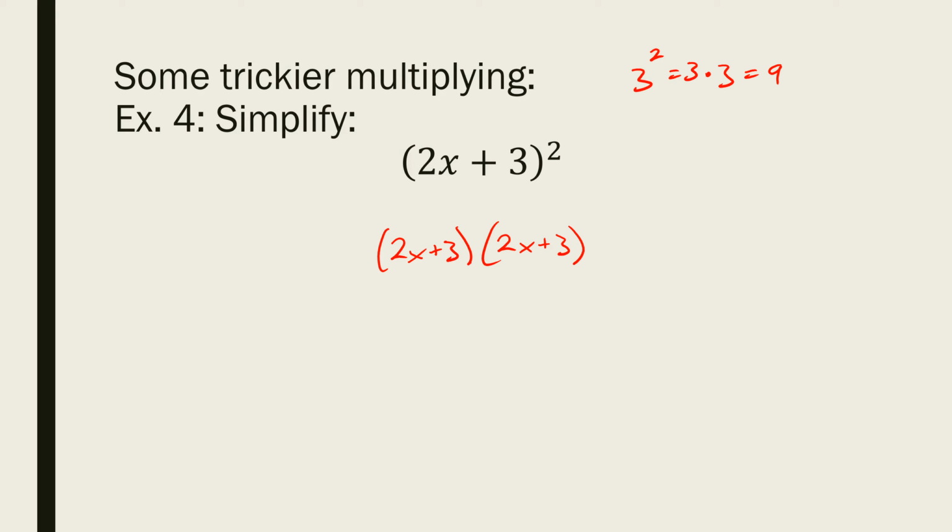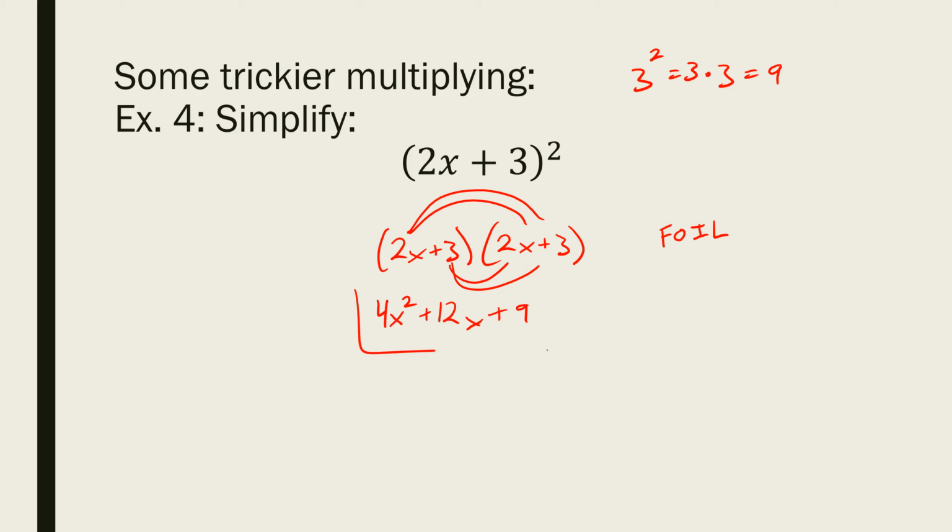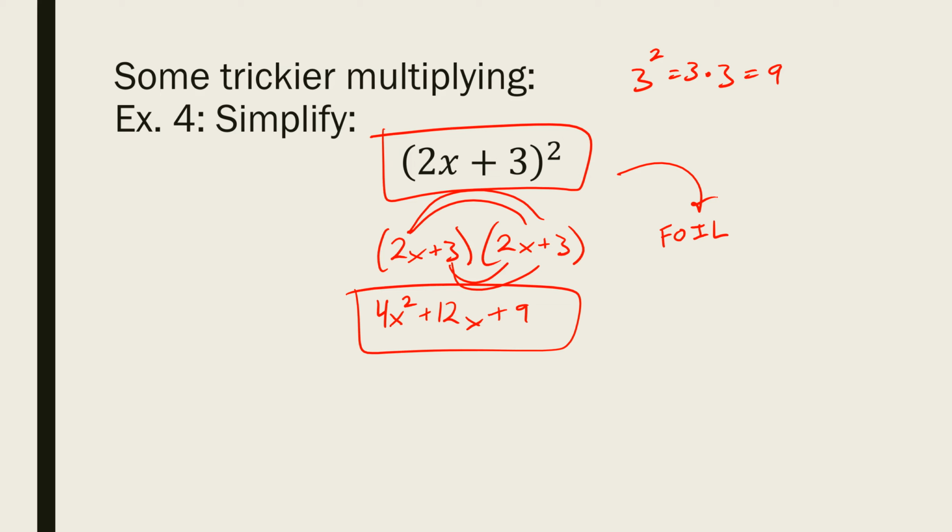Now it looks like a FOIL problem. So I can't just distribute in the square. I have to write it out times itself twice and then apply the FOIL. So 4x squared, here's a 6x, here's another 6x, that's going to combine to 12x. Again, doing that step in your head isn't too hard. And then plus 9 on the end. Excellent. Just remember, FOIL that guy. Do not just distribute in the square.